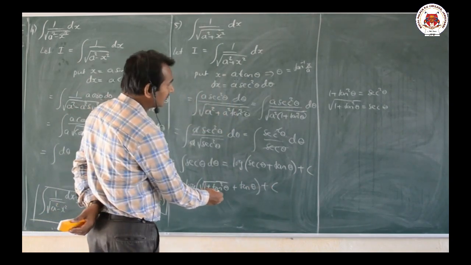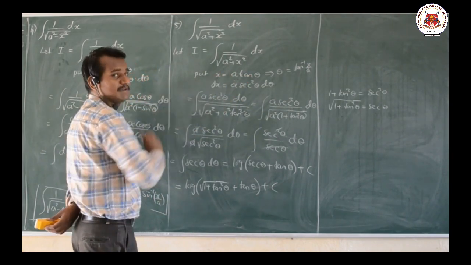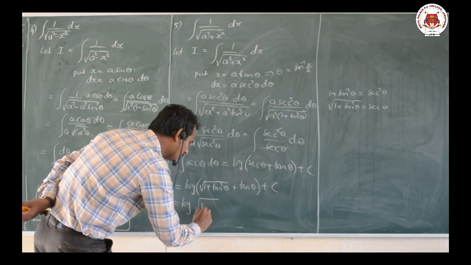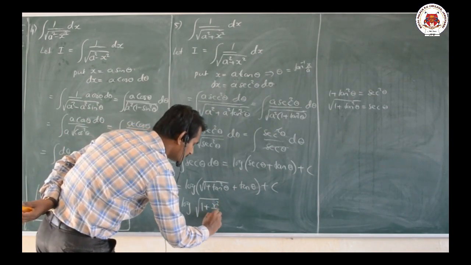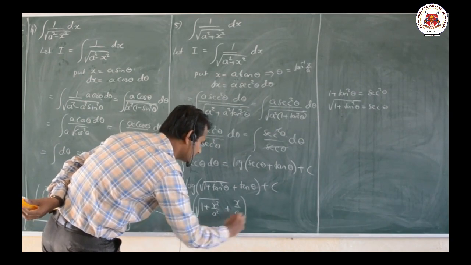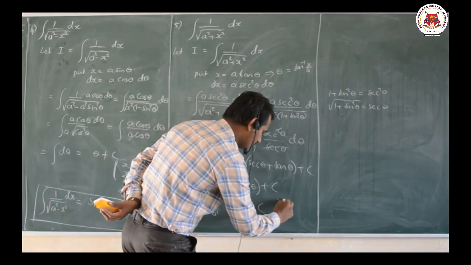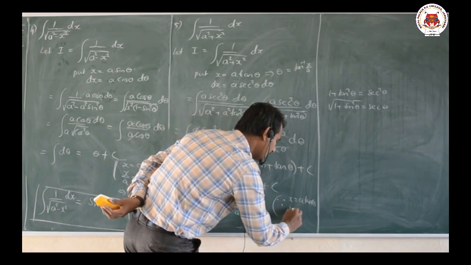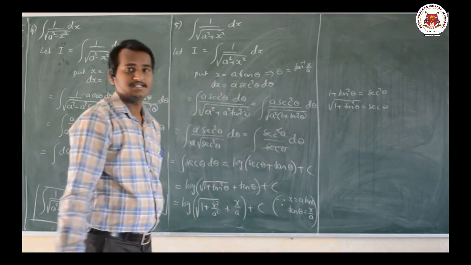Now tan theta, x equal to a tan theta means tan theta is x by a, which is equal to log of root of 1 plus x by a whole square, means x square by a square, plus x by a, plus an integral constant c here. Because the reason is that x is equal to a tan theta, so tan theta is x by a.